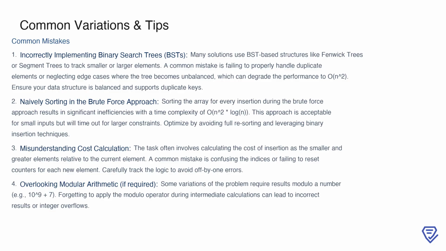Another critical area where mistakes occur is in the cost calculation. It's easy to mix up indices or forget to reset counters when calculating the cost based on smaller and greater elements for each insertion. Take extra care to ensure your logic is precise and avoids off-by-one errors. Finally, if the problem requires modular arithmetic, such as taking results modulo 10 to the power of 9 plus 7, forgetting to include the modulo operator in intermediate calculations can lead to incorrect results or even integer overflows. Pay close attention to this requirement when it's specified.